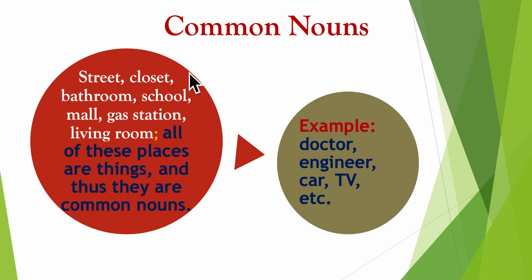Common nouns: street, closet, bathroom, school, mall, gas station, living room. All of these places are things and thus they are common nouns. Example: doctor, engineer, car, TV, etc.